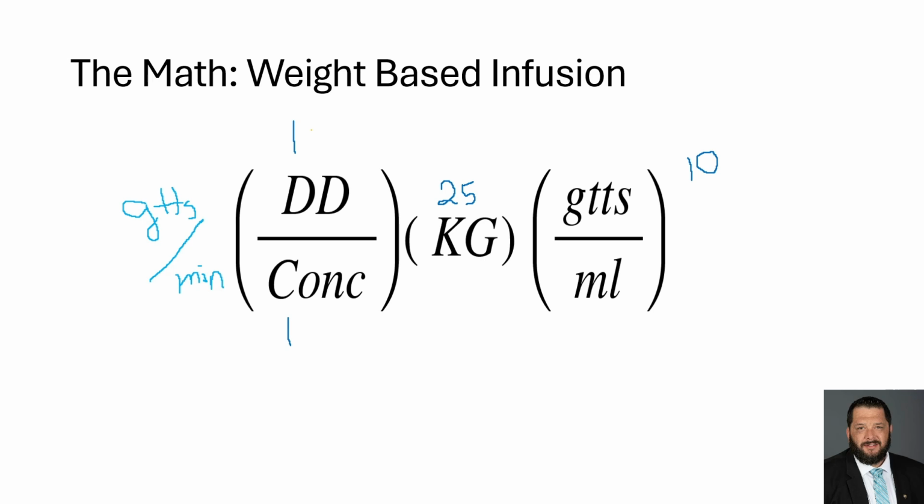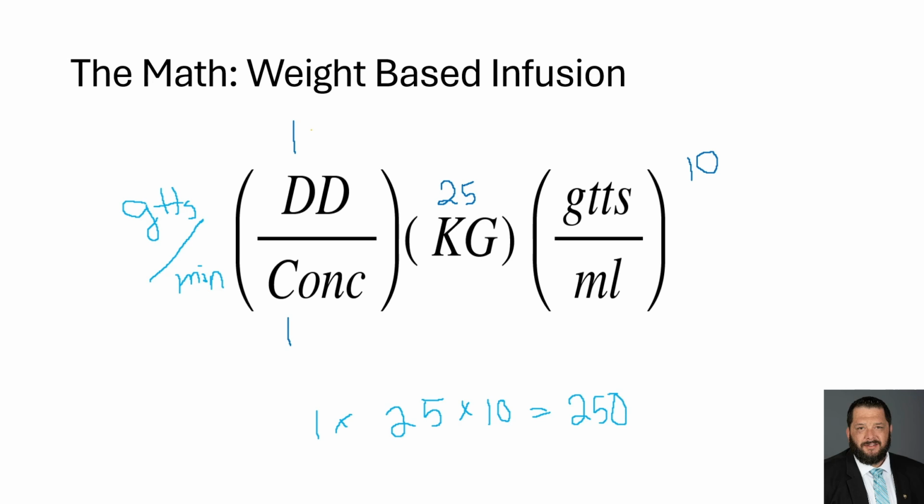And so when we get down to mathing this equation, we're left with 1 divided by 1, which is 1, times 25, times 10. And you can see here why we didn't go with a 60 drop set. So 1 times 25 is 25, times 10 is 250 drops per minute.